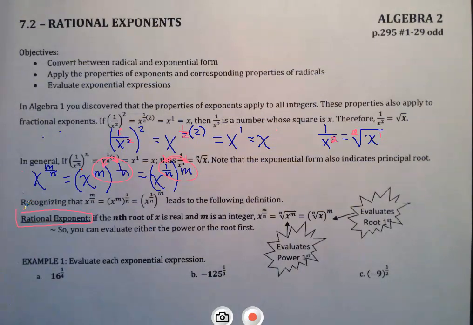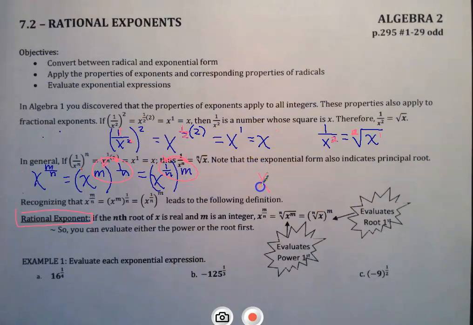Okay, so if the nth root of x is real and m is an integer, so this idea, either of these works. Now, and it's the same thing as here. Either of those works. Well, we've taken this, sorry, I shouldn't say it's the same. We've taken that and put it into the radical form.